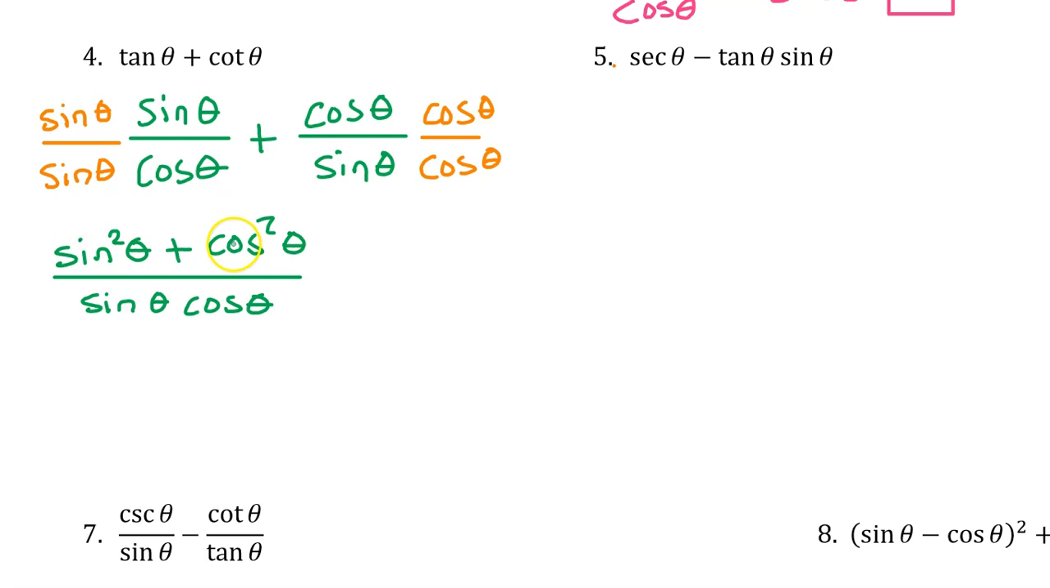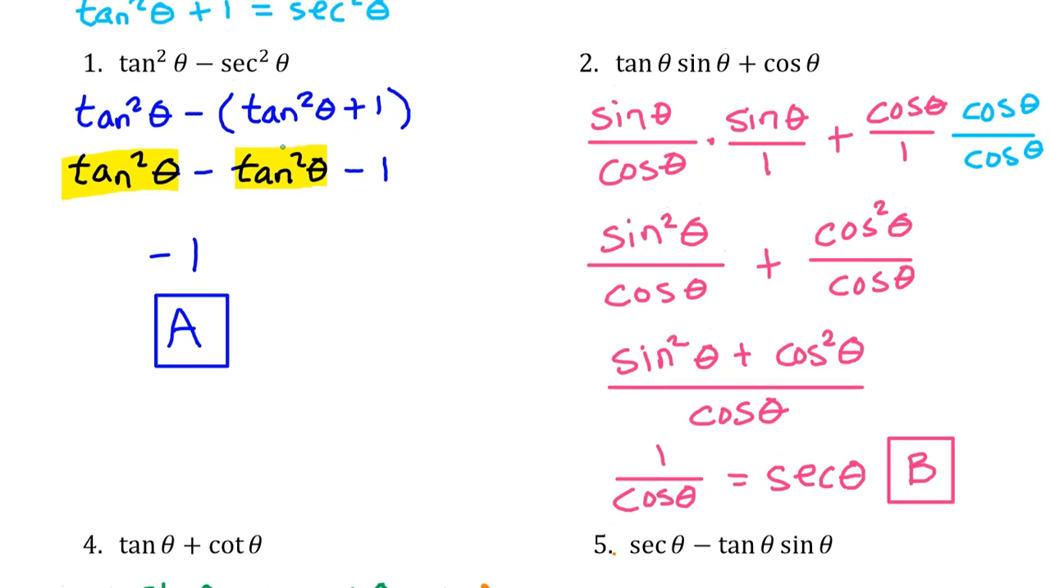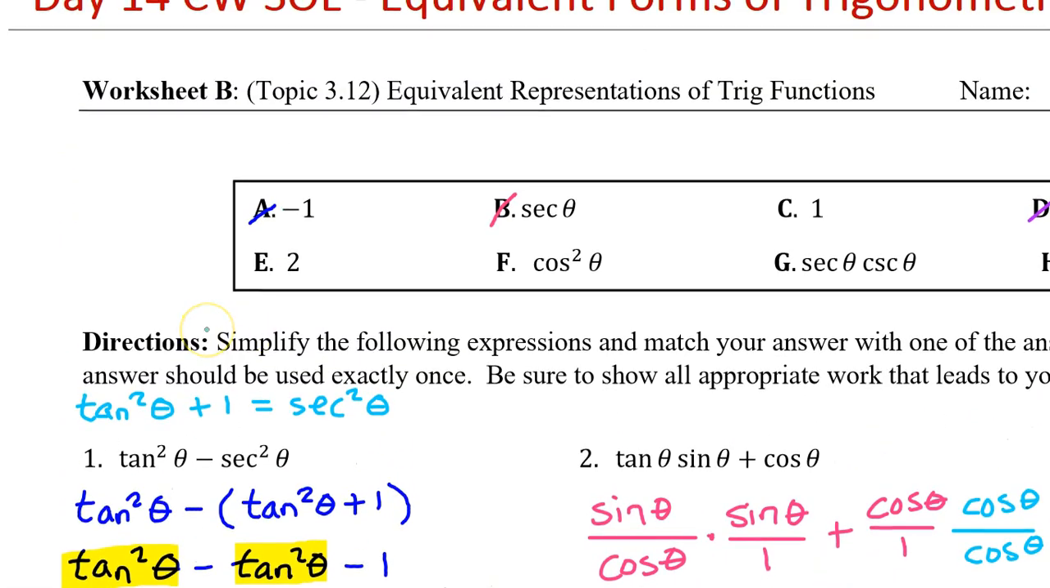I see what's happening, yeah. Sine squared plus cosine squared is our favorite Pythagorean identity. This always is equal to 1. So what we have is 1 over sine theta cosine theta. I don't think there were any fractions among the answer choices.